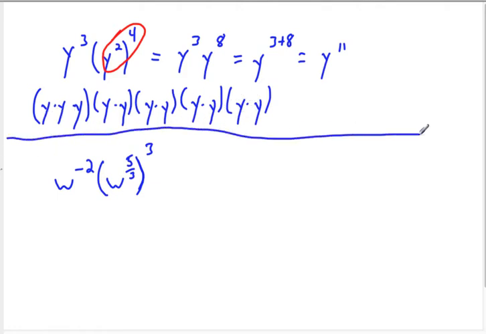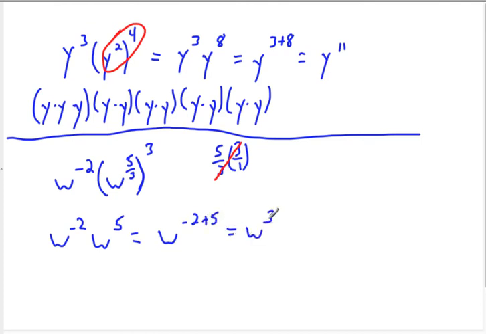All right, let's do this next one. Again, we have multiple rules happening here, so I'm going to deal with the multiplication first. So we have y to the negative second, and then w to the negative second. And then we have 5/3 times 3. We'll do a little aside here and show you that that is just 5. So w to the 5th. And then we're just going to add those together and get w to the 3rd.